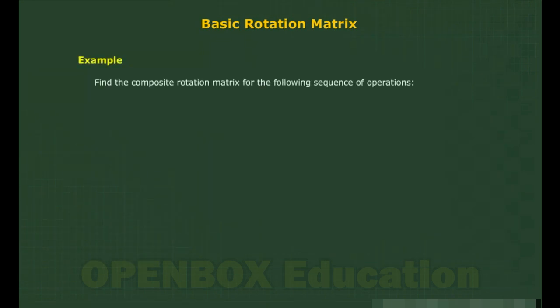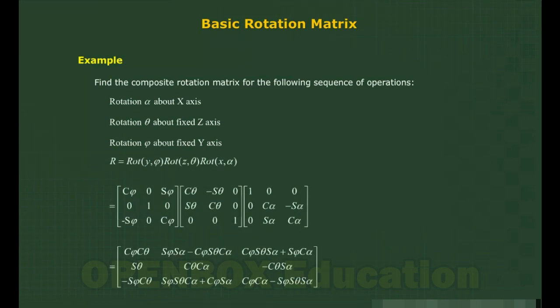Find the composite rotation matrix for the following sequence of operations. Rotation alpha about x-axis, rotation theta about fixed z-axis, rotation phi about fixed y-axis. Rotation R is given by the following.